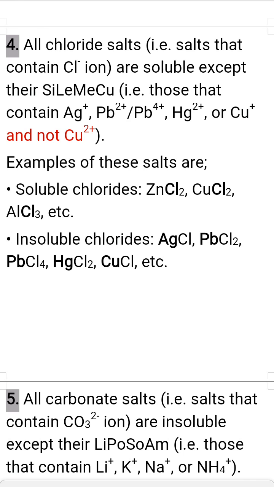And so, as long as a chloride salt does not contain silver, lead, mercury, or copper 1 ion, it is a soluble salt. But when any of these is present as the first part of the chloride, it becomes an insoluble salt. And so, examples of soluble chlorides are zinc chloride, copper 2 chloride, while the insoluble chlorides include silver chloride, lead chloride, mercury chloride, then copper 1 chloride. Take note, copper 1 chloride.